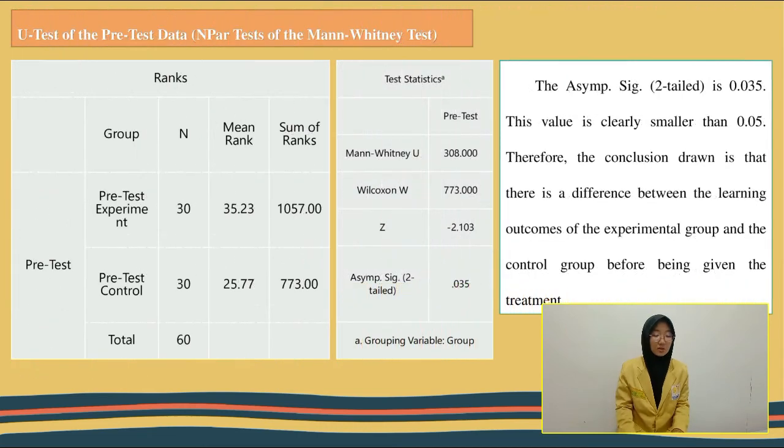And now we are going to the U-test of pre-test data, the Mann-Whitney U-test. Based on the data in the table, we can know that the asymptotic significance total is 0.035. This value is clearly smaller than 0.05. Therefore, the conclusion drawn is that there is a difference between the learning outcomes of the experimental group and the control group before being given the treatment.